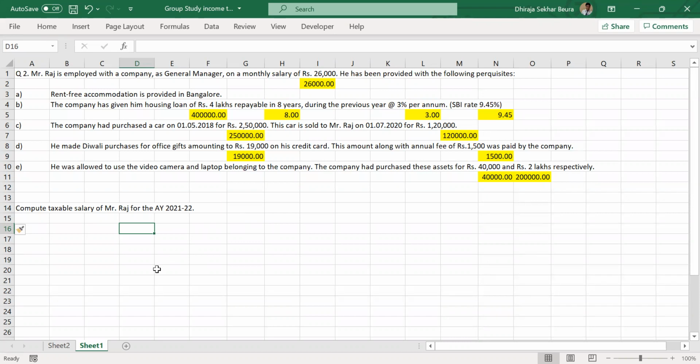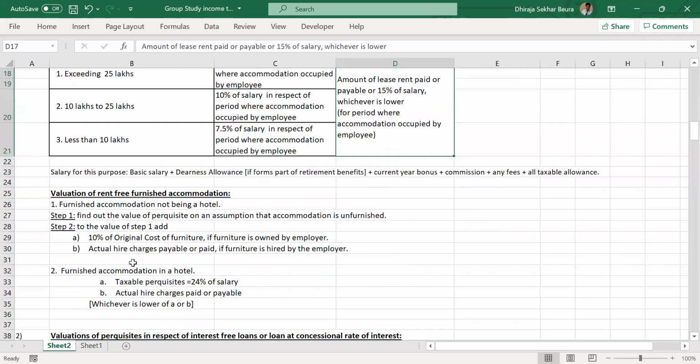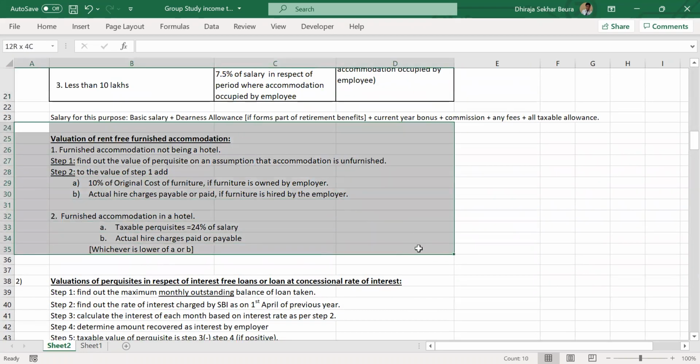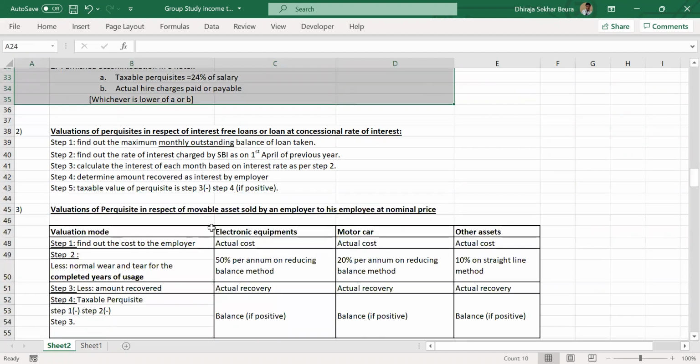Okay, now moving on to the next provision very quickly. At the end, whatever provisions we're covering today, we're going to revise all of them together once. The second part, furnished accommodation, we'll take up whenever that question comes, not now. We're not going to confuse things.